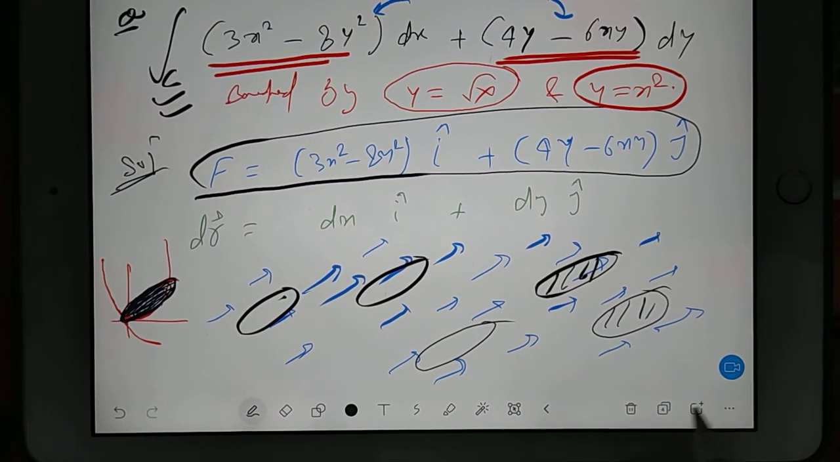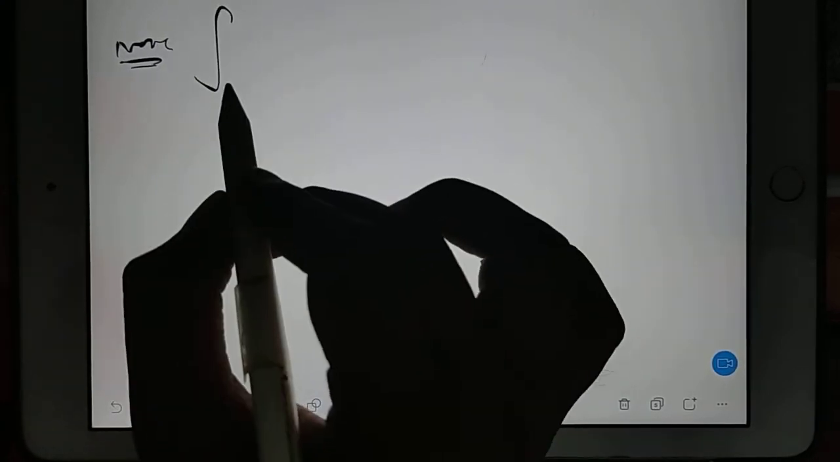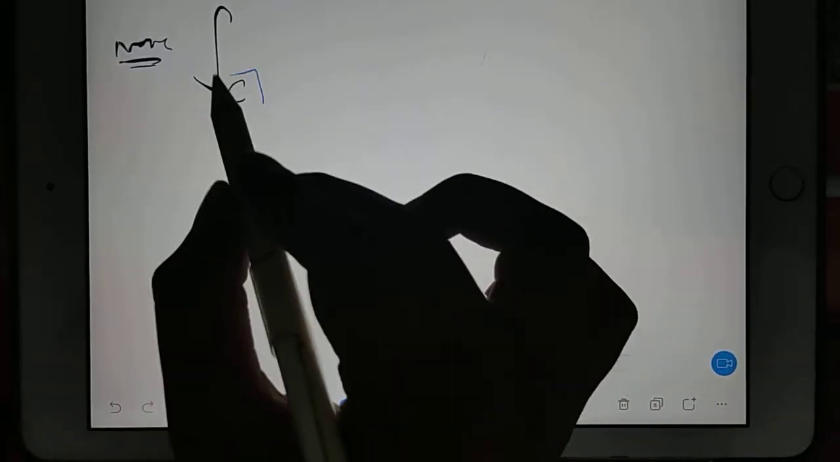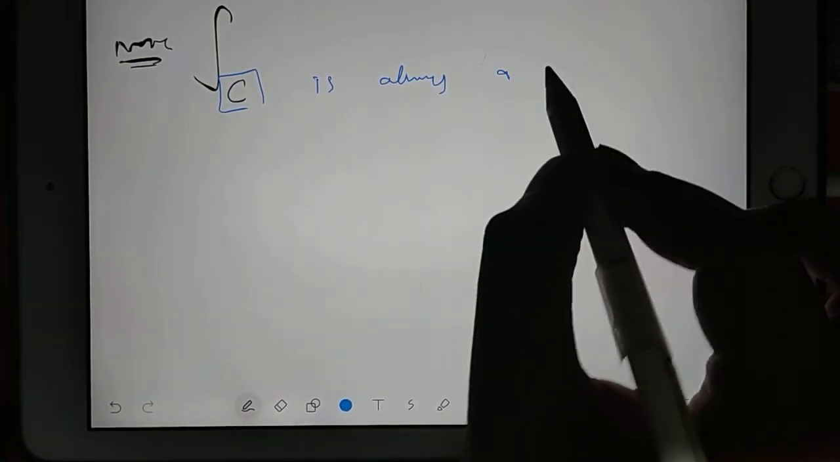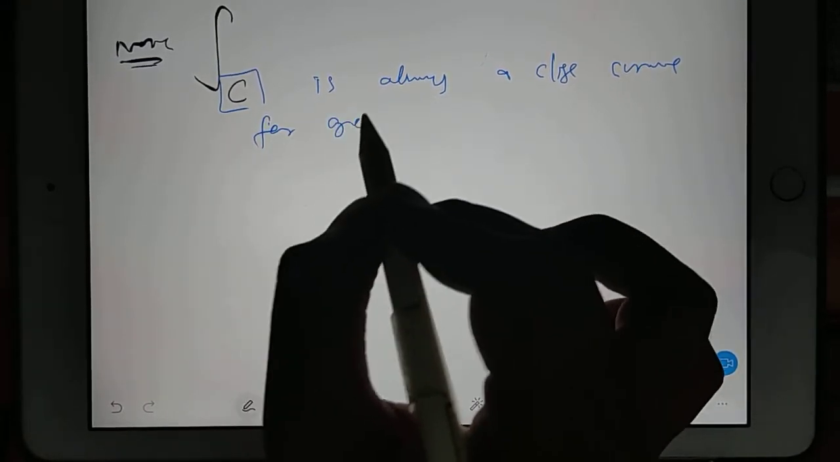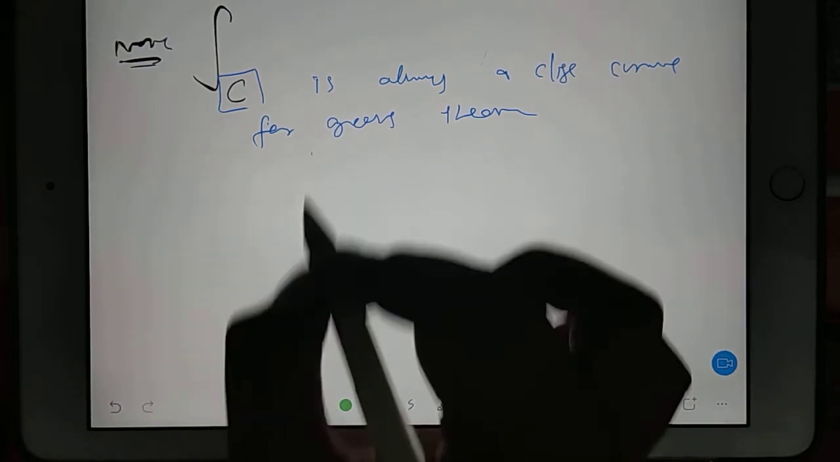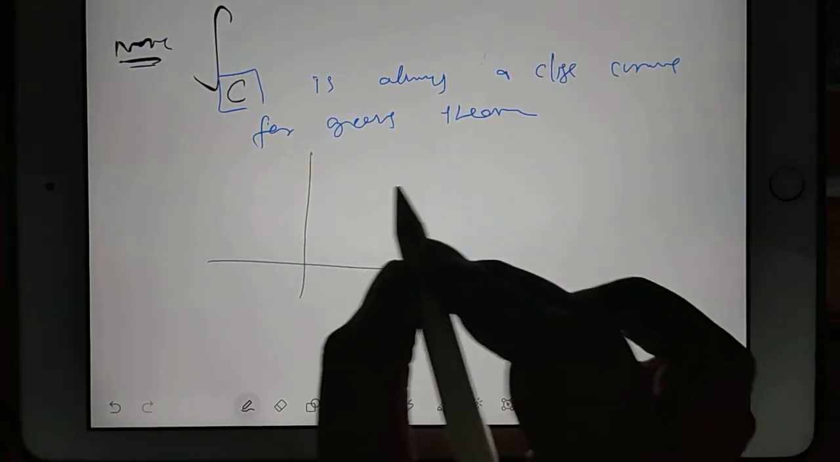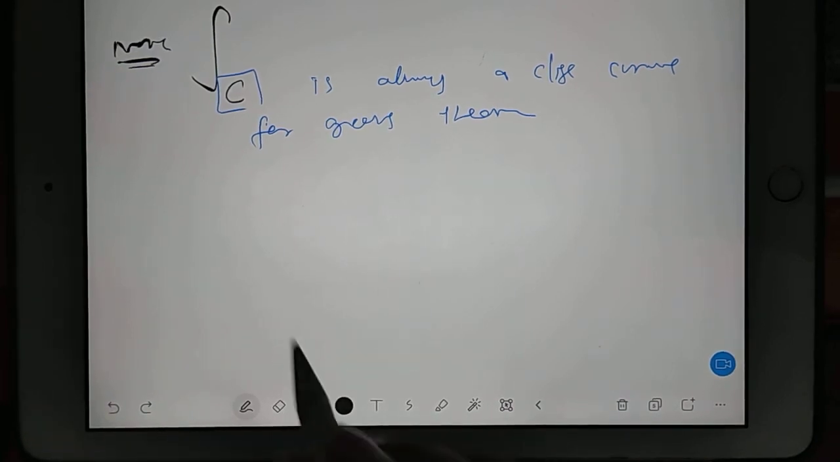So let's discuss on the page. I'll change the page. You see here. Note, in this integration the C what you are seeing is always a closed curve for Green's theorem. So when you draw the parabola like this, one more trick I will tell you. Trick.